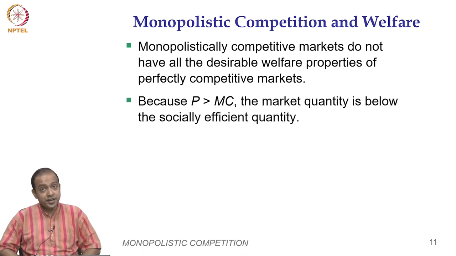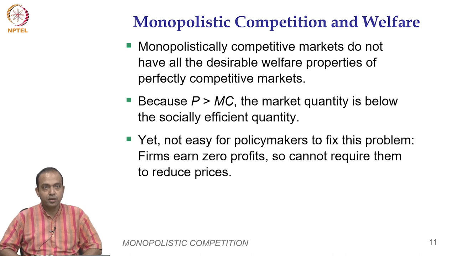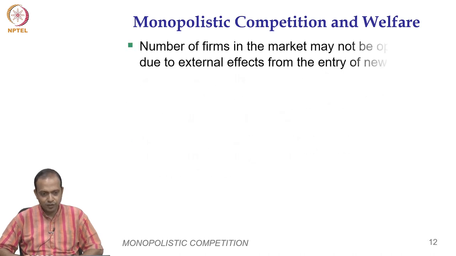So, because P is greater than MC in monopolistically competitive market, quantity is below the socially efficient quantity. Okay? But it is not easy for the policymaker to fix this problem. Why? Because firms can earn zero profit, so you cannot actually require them to reduce prices. When they are earning zero profit, you cannot impose some regulation so that they will reduce the price. That is not possible. If they reduce further, then they will be earning negative economic profit. They have to leave the market. So, number of firms in the market may not be optimal.